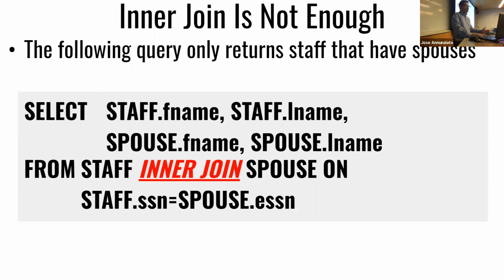So the inner join would not be enough. Those staff that don't have a spouse would be left out. An outer join on staff would be the right choice. An outer join on spouse would make no sense, because every spouse will have a staff. So this is an outer join on the staff, not on the spouse.